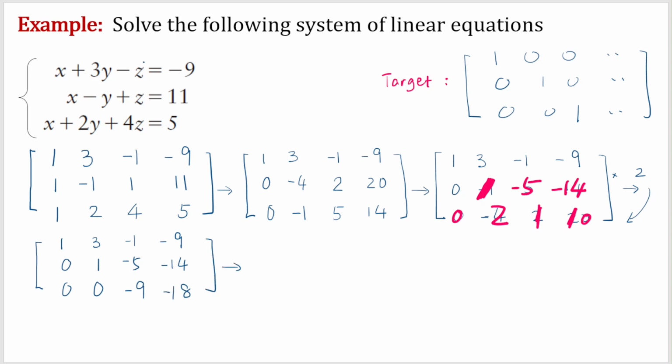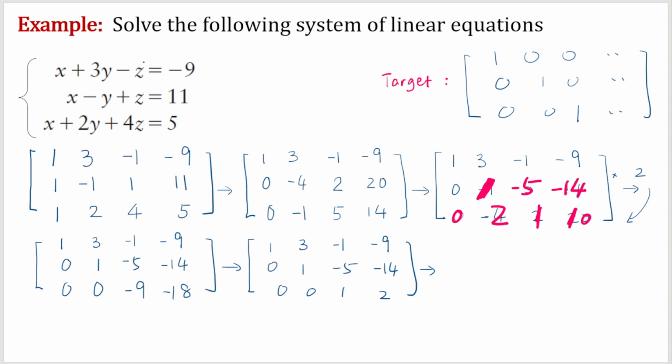And of course, you can then divide the third row by negative 9, right? That becomes 1, 3, negative 1, negative 9, 0, 1, negative 5, negative 14, 0, 0, 1, 2, right? You follow me?